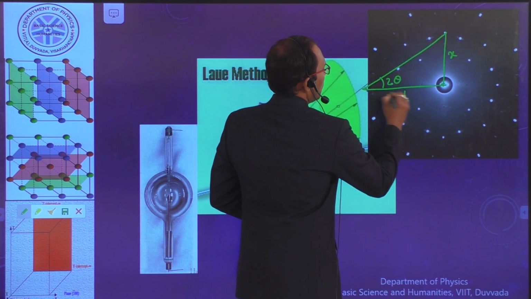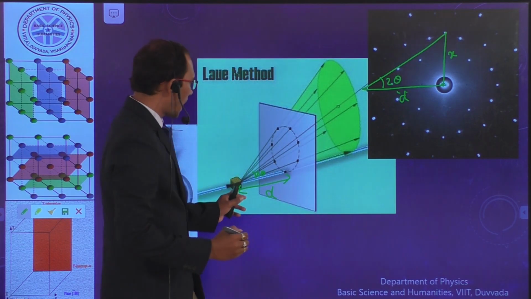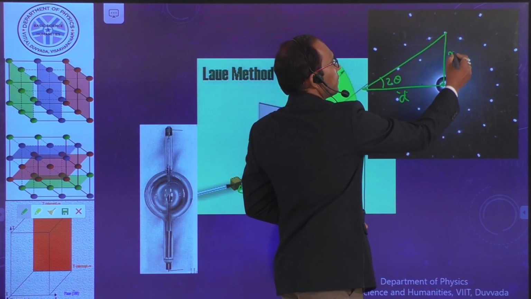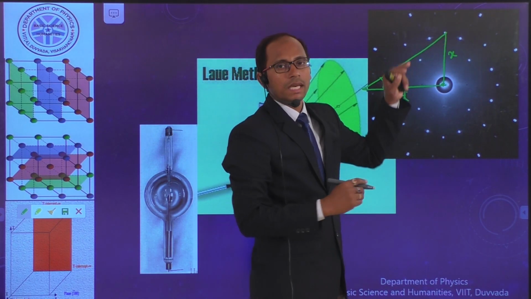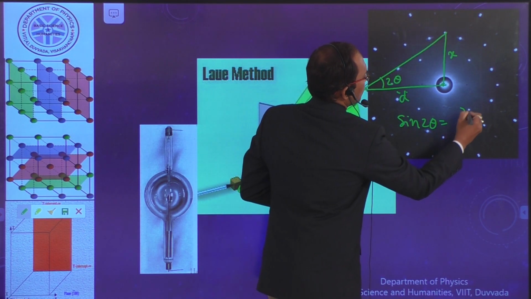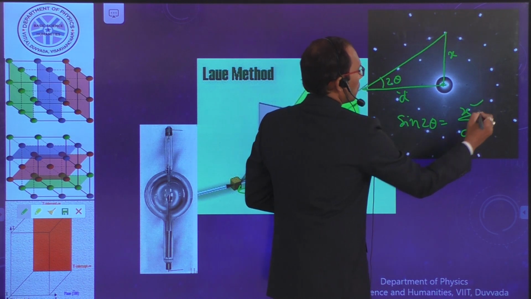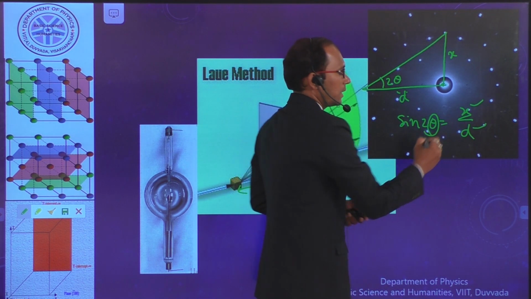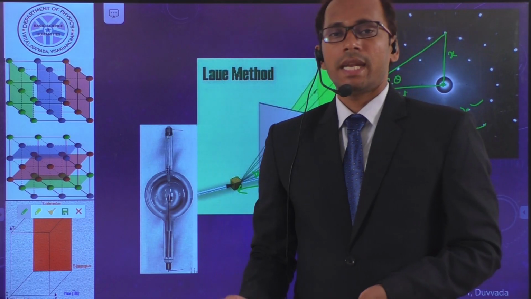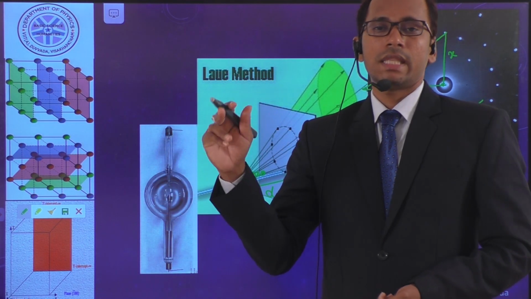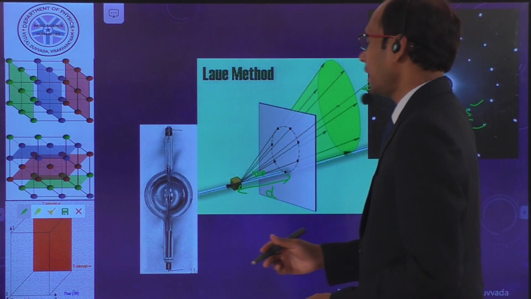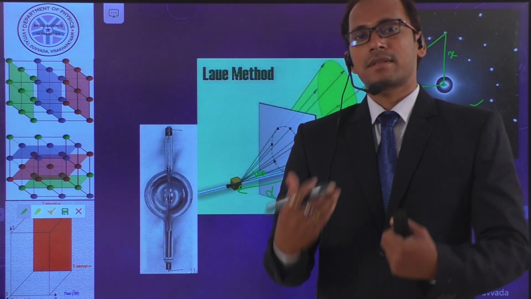This distance d, from the sample to the screen, we can measure. And on the photographic film, the length from here to here, that also we can measure. So from this, tan 2 theta is equal to x by d. x you know, d you know. So from this we can determine theta. If we know theta, the incident angle, then from Bragg's law, with theta known and lambda known, we can identify the interplanar spacing and the crystal structure also.